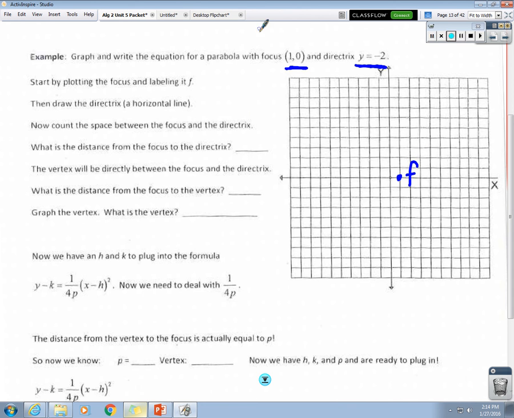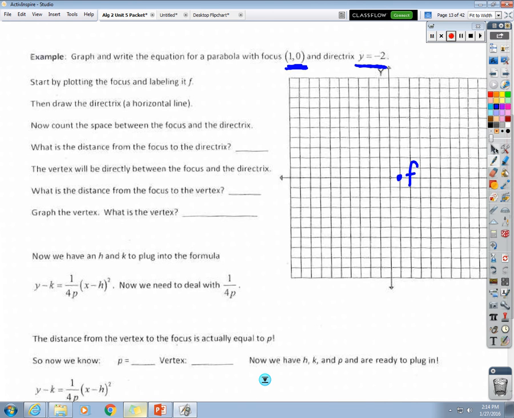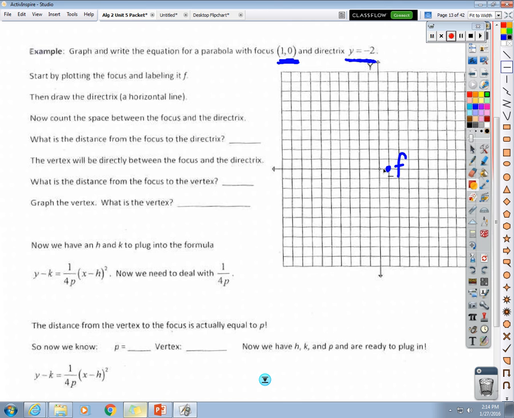Okay. All I've done so far is label the focus at (1, 0). I plotted the focus. Now I'm going to draw the directrix, which is a horizontal line, y equals -2. Okay, so if I go to the y-axis and I go to -1, -2, that's where I place my directrix, through the y-axis at -2.